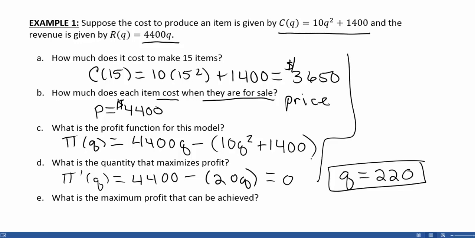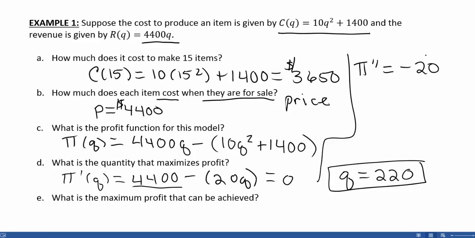But I want to be sure that I'm maximizing profit. If I accidentally minimize profit, that really wouldn't be good for business. So here, what I can do is check the second derivative of my profit function real quick. I notice that the 4,400 is a constant, so that goes to 0. And then the second term, I end up with minus 20. So I find that my second derivative is negative.